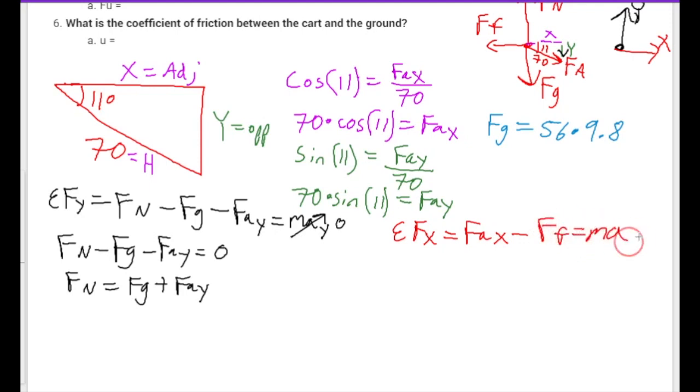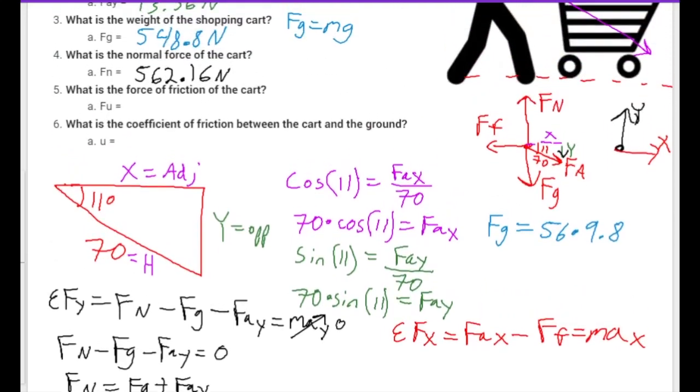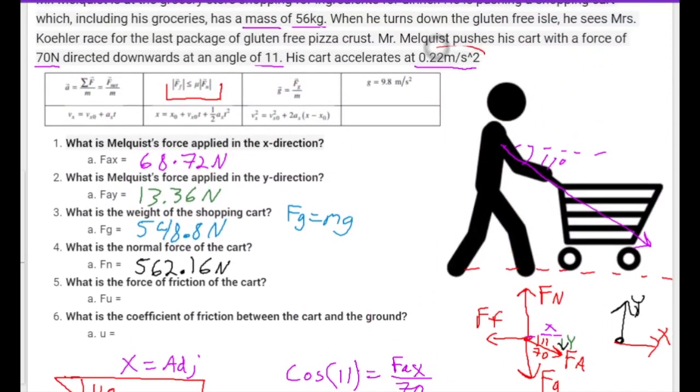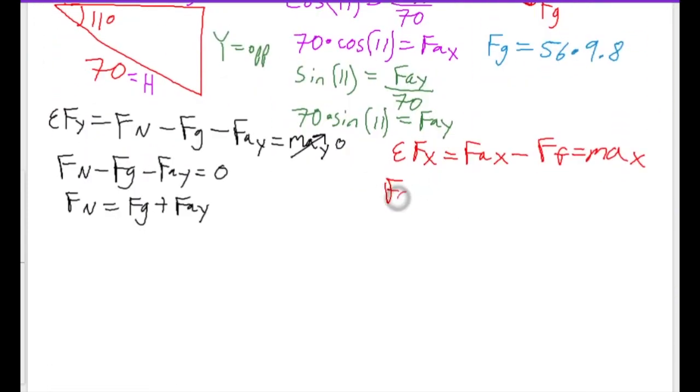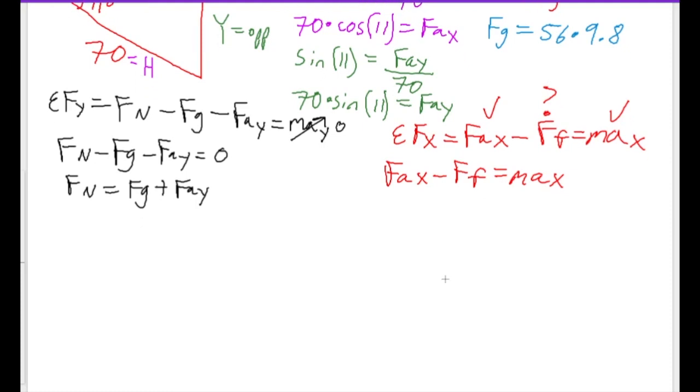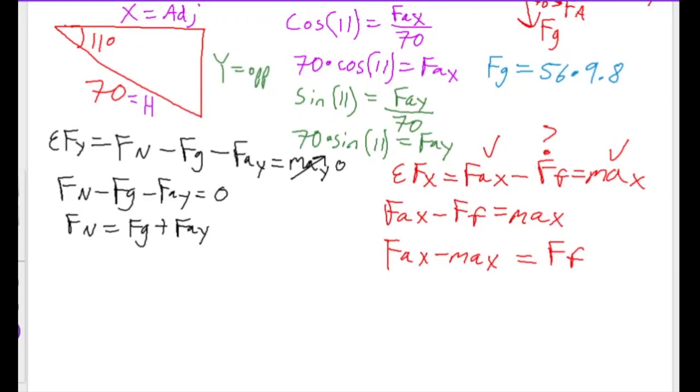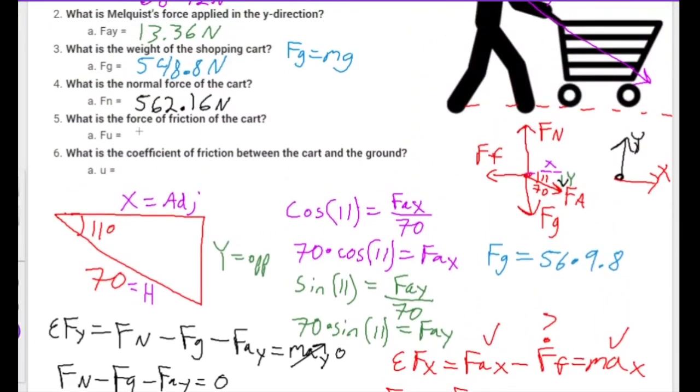This is also equal to mass times acceleration, but in the x direction. We are accelerating in the x direction. If we look, we're accelerating at a rate of 0.22 meters per second squared. So I'm going to write Fax minus force friction is equal to, again, mass times acceleration, because this is the information that I know, and then that's the one that I'm missing. Therefore, to solve for force friction, I'm going to add force friction over and subtract Max, so I get Fax minus Max is equal to force friction.